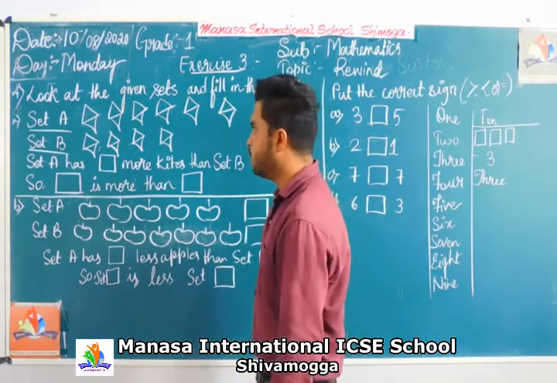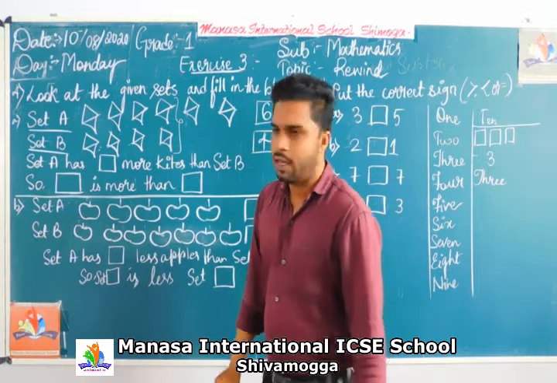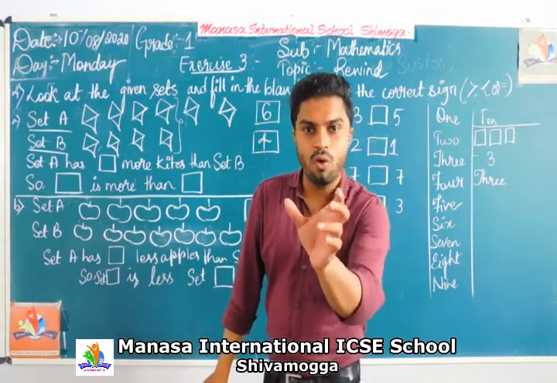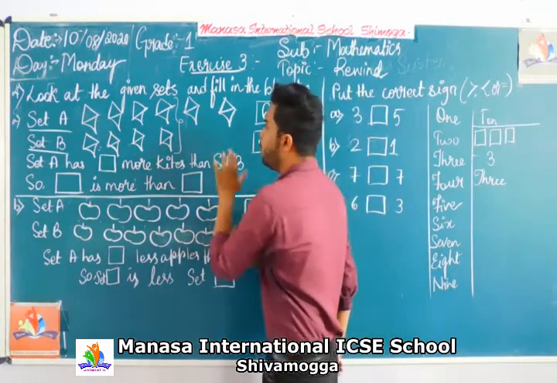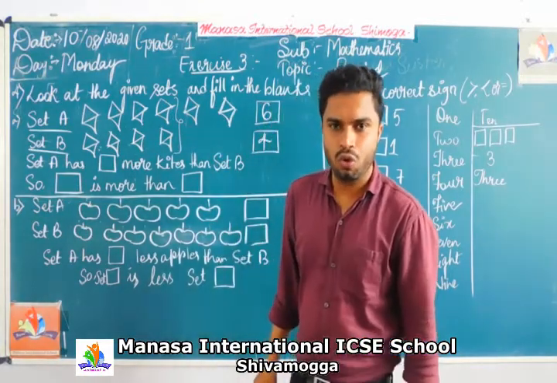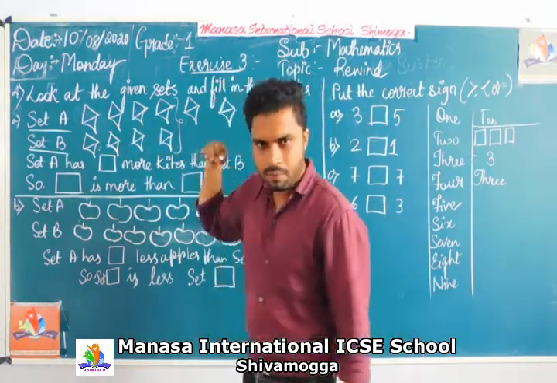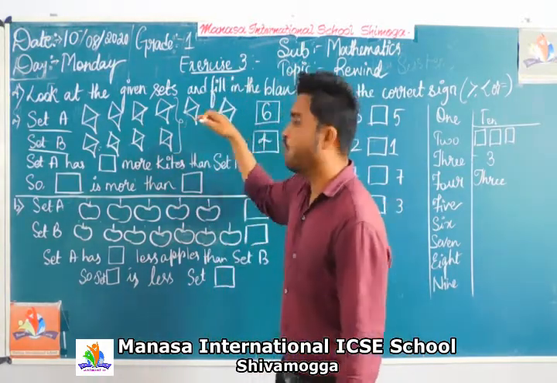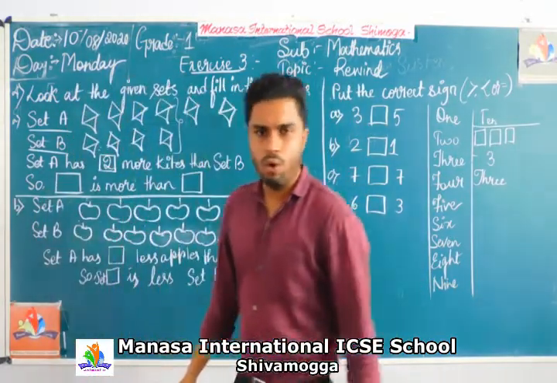See students, you have how many here? This is still 4, it is the same. How many more do you get? 1, 2. By counting or by looking at the pictures you will get to know. Okay, yes. You have 4 the same, but set A has 2 more kites. How many? 2 more kites.